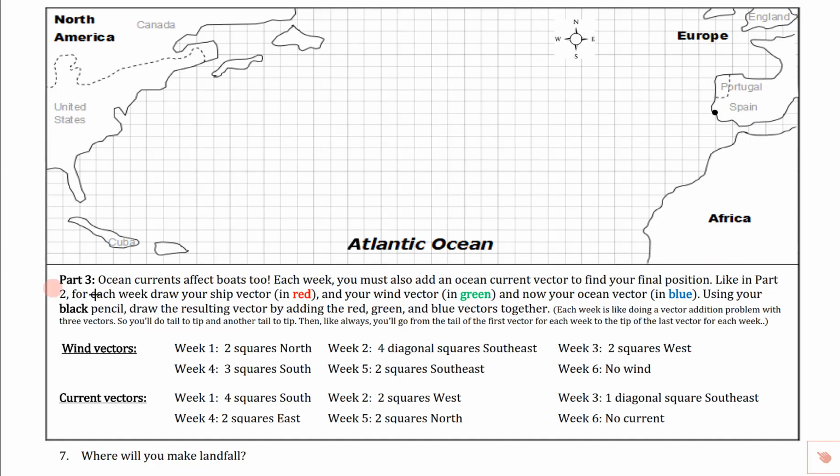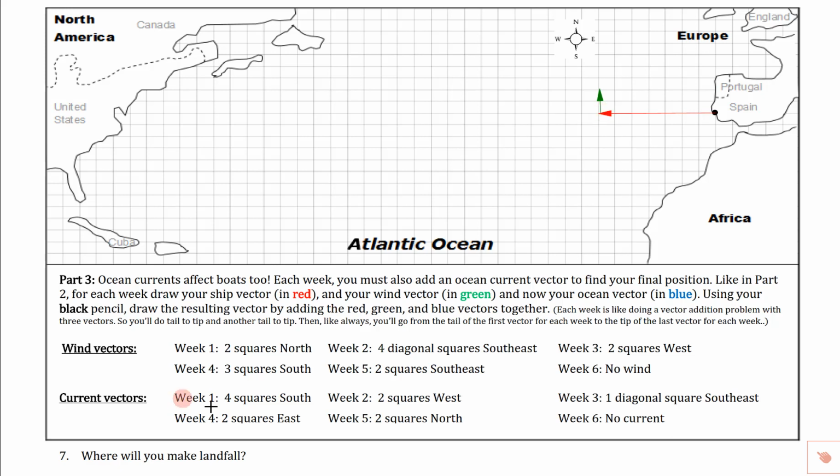All right, part 3 is where it really starts to get interesting, because we've still got the ship vector. It's going to be heading west at 7 squares per week. Then we've got our wind vector in green, and then again, those are indicated here. And then the blue vector is going to be the ocean current. So on week number 1, the ship is going to still head west, so let's put that one on there. It looks like this. And then we've got a wind vector that's 2 squares to the north. So 2 squares to the north would look like this.